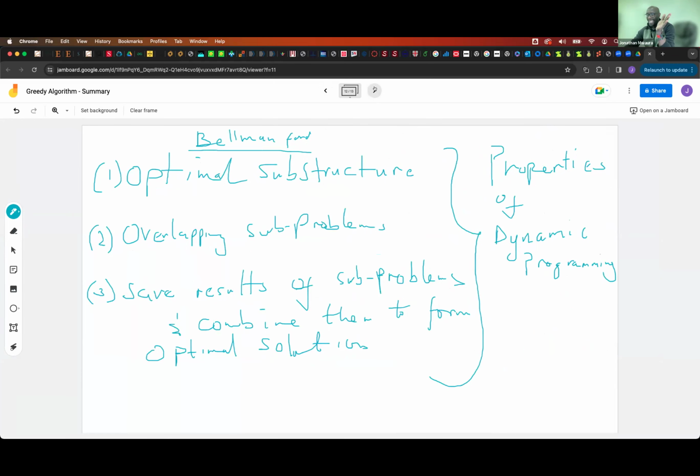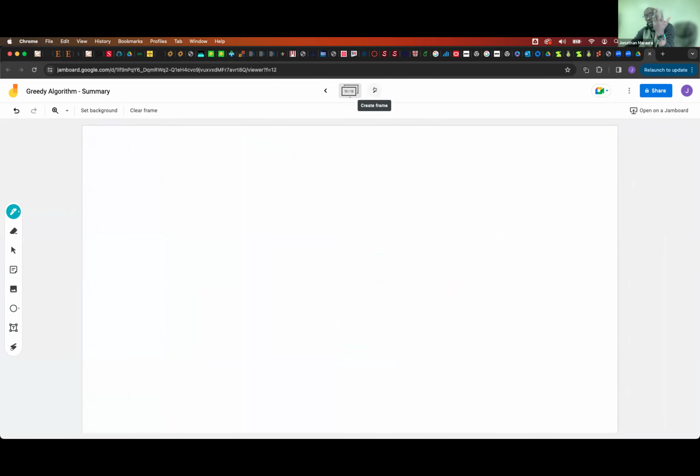Now, we're going to see another example of Bellman-Ford so that we can understand this even better. Let's see whether I can come up with something. Let's imagine this is A, this is B, this is C, this is D, and maybe this is E.